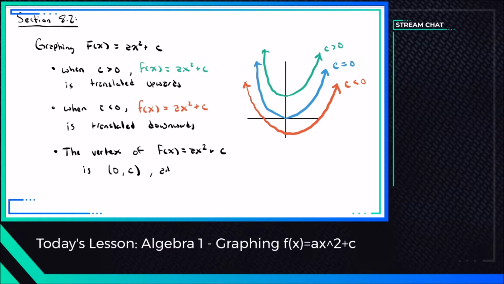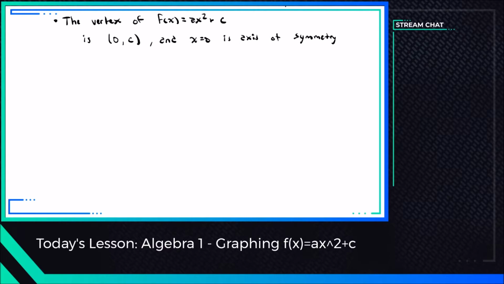And x equals 0 is the axis of symmetry. So everything we applied and learned last time is now just being applied to this new graph, right? That's why I said it's a pretty straightforward process today.